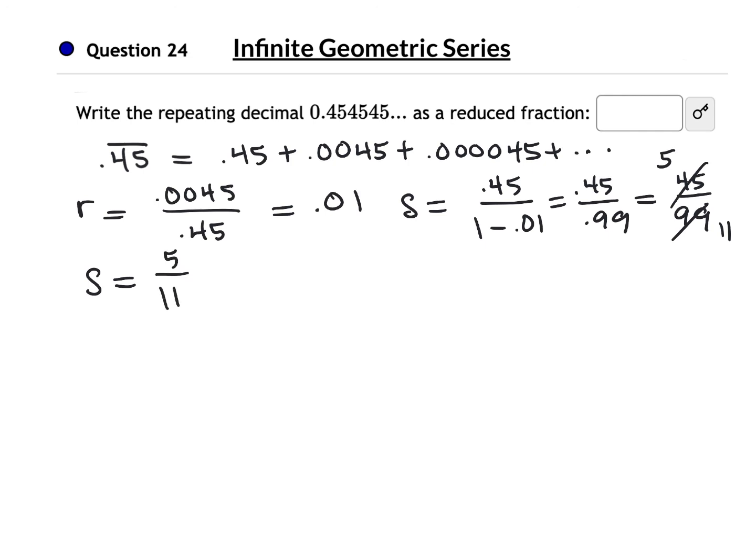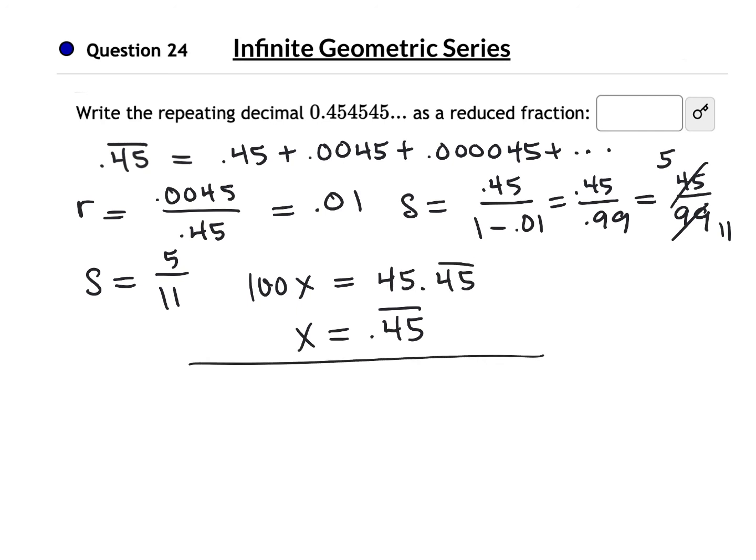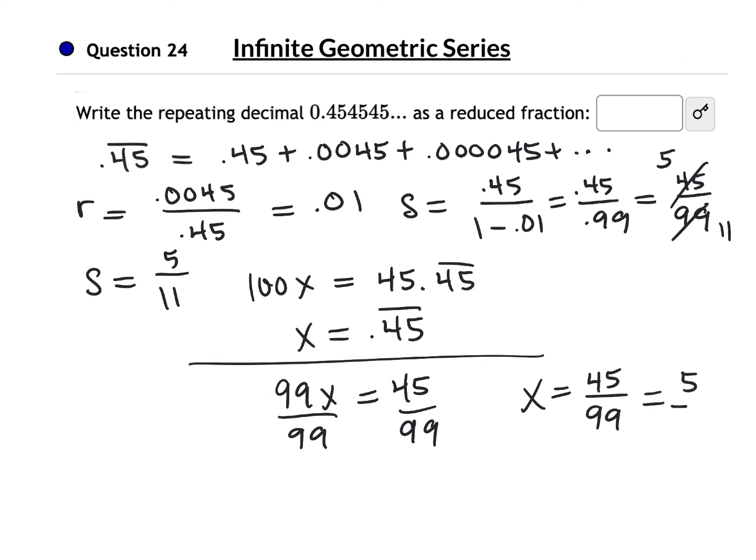The other way we could have done this is to call x 0.45 repeating. Since there are two places that repeat, we multiply by 100. 100x equals 45.45 repeating. If I subtract those, the repeating parts drop out. I get 99x equals 45. And if I divide by 99, I get 45 over 99. Both divide by 9, and I get 5/11.